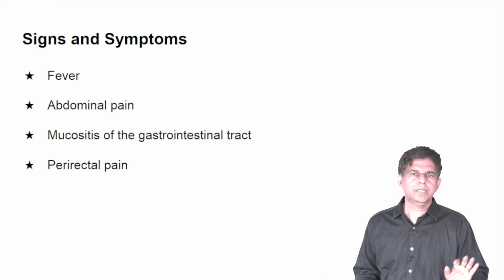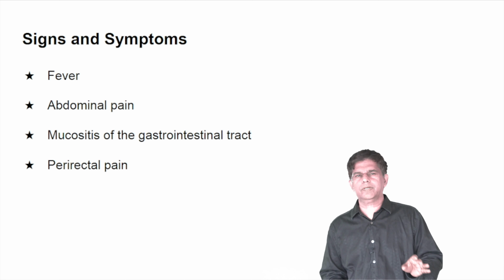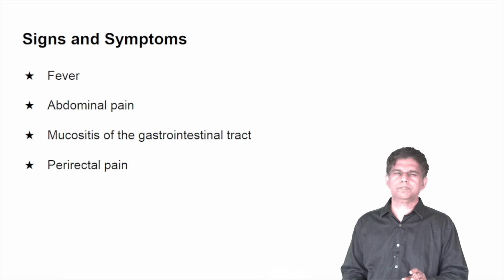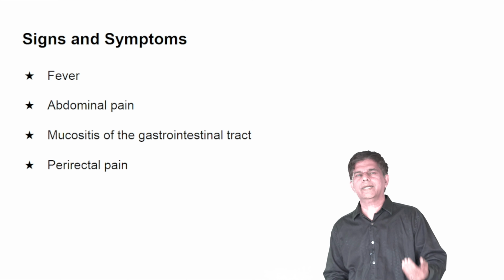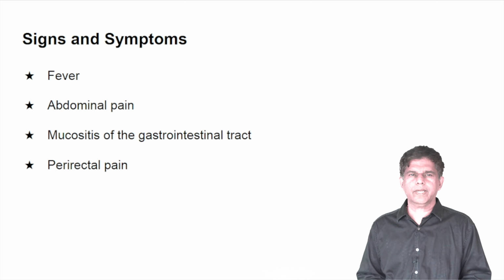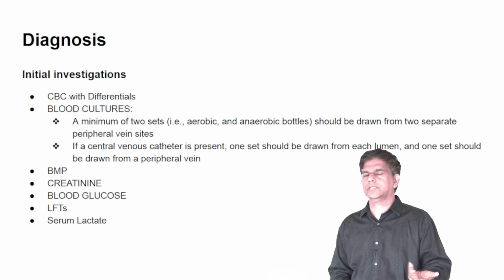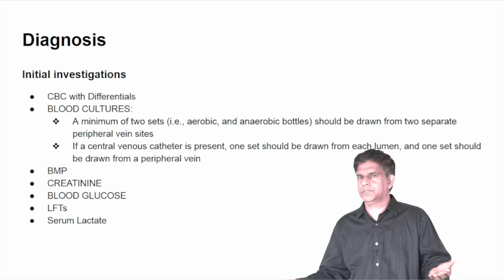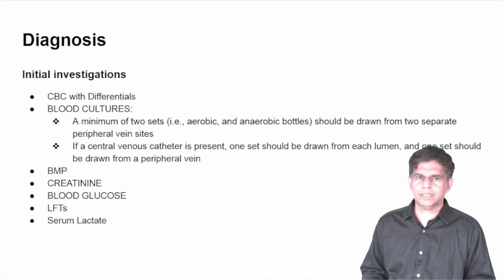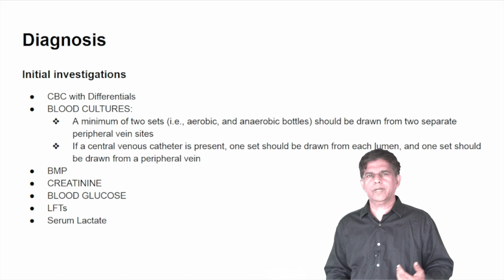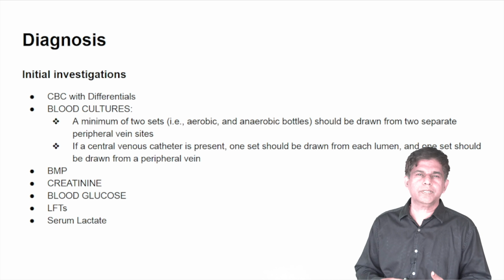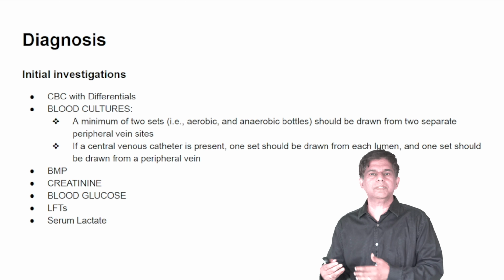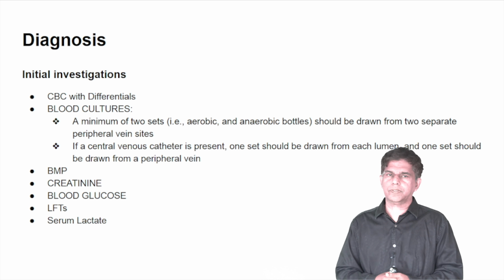Signs and symptoms: the patient can present with fever, abdominal pain, mucositis, or perirectal pain. Because they're so immunocompromised, they might not have some of the symptoms. Diagnosis: make sure you do the routine things. Check CBC and blood cultures, and always when you examine, look for the port, either a central venous catheter or any other port for chemotherapy, and cultures need to be drawn from that site.